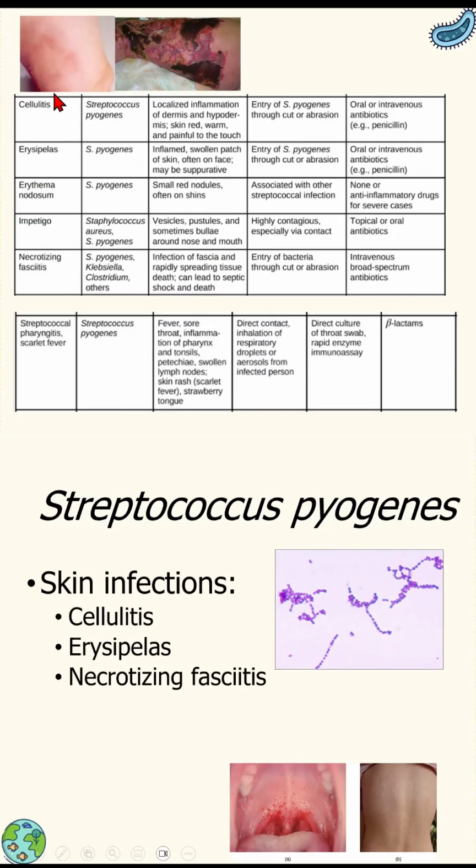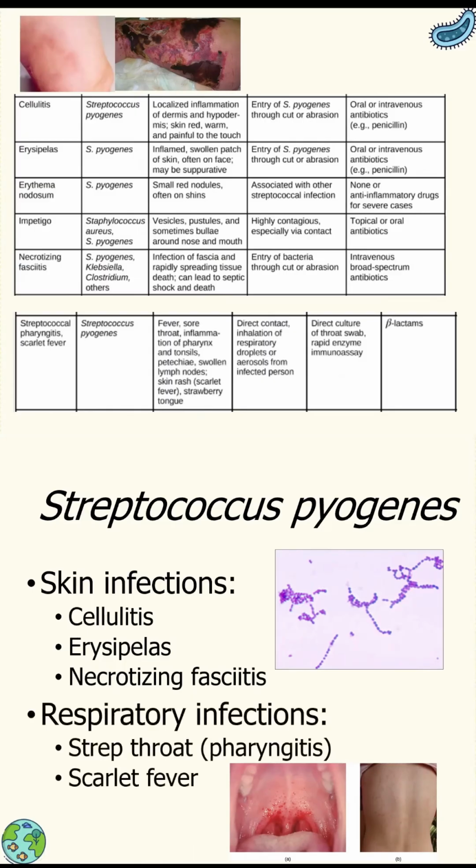And so cellulitis is just localized inflammation, usually when the Strep pyo gets in through a cut. There's necrotizing fasciitis. This one is if the bacteria gets in again through the cut, but it's going to start basically eating your skin. So classically, it's called the flesh-eating bacteria, because your skin tissue starts to die, and of course, you could die from shock or death as well.